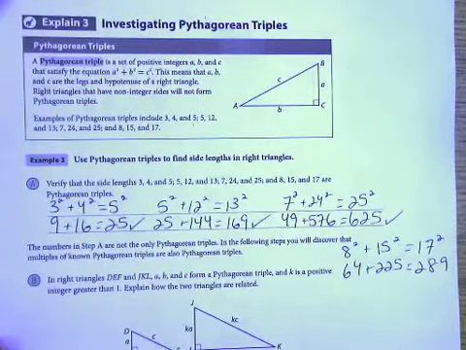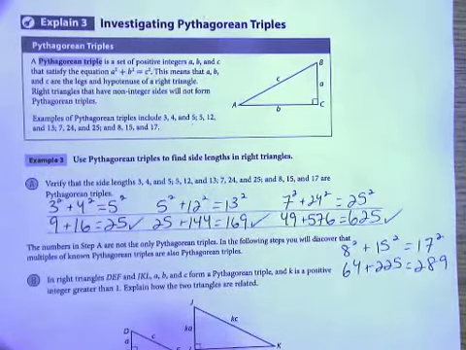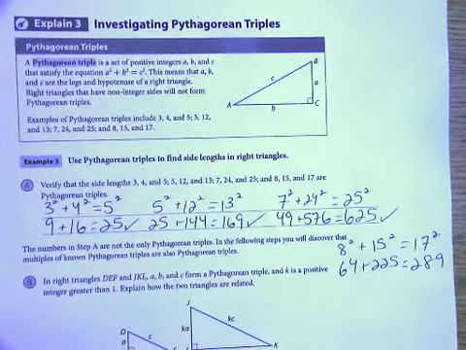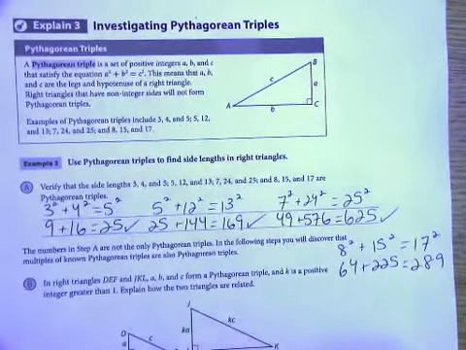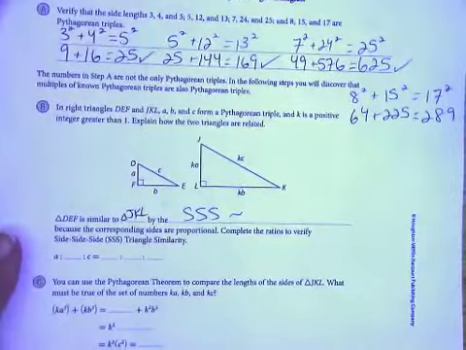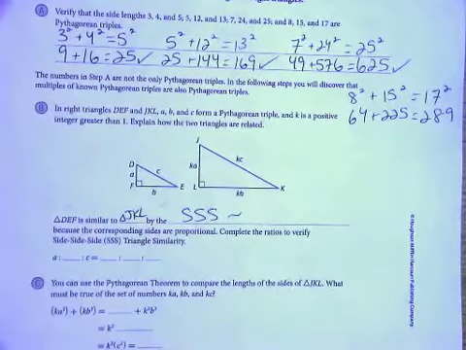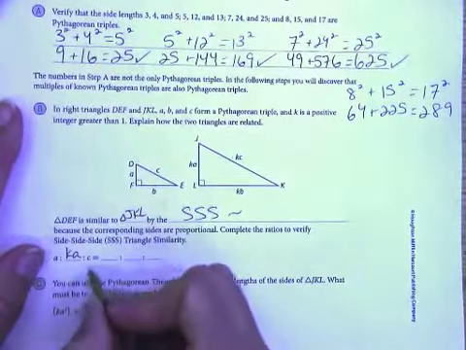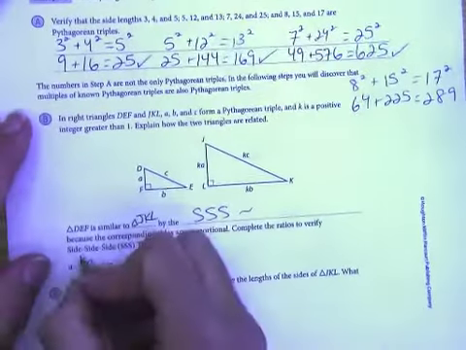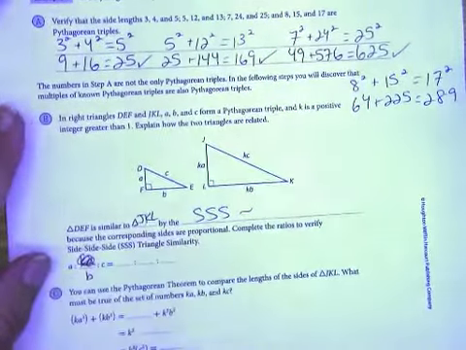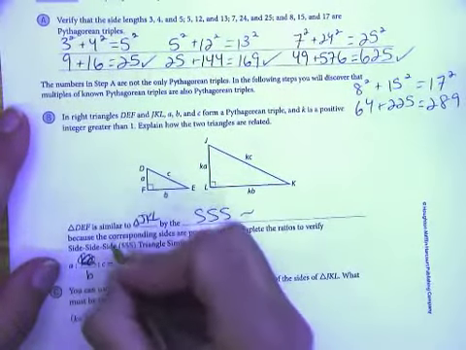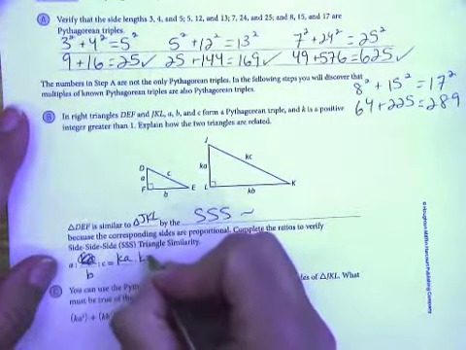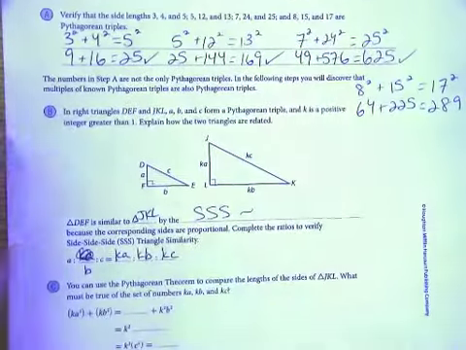Okay, so let's consider triangle DEF is similar to triangle JKL by the side-side-side similarity, because the corresponding sides are proportional. I can complete the ratios to verify that. A is to KA. Oh, nope, that's not the way they wanted it. A to B to C, rather, is equivalent to KA to KB to KC.